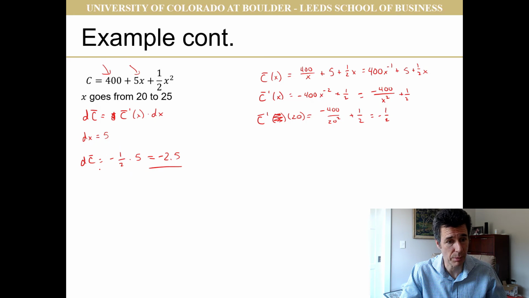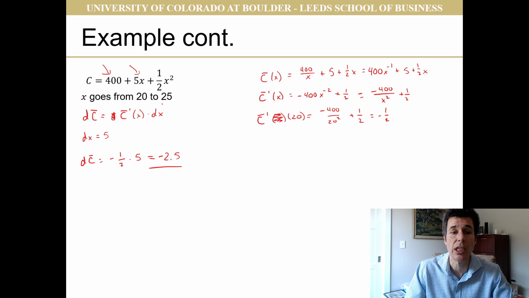So we ended up with an approximation. dc bar is equal to negative 1/2 times 5, which is negative 2.5. So the average cost is going down when x goes from 20 to 25 by approximately $2.50 per unit, per tennis racket.